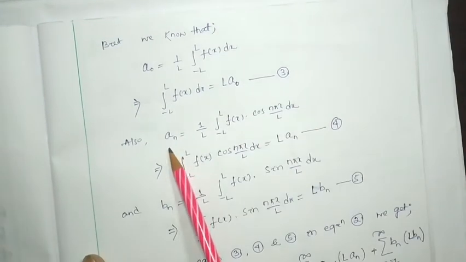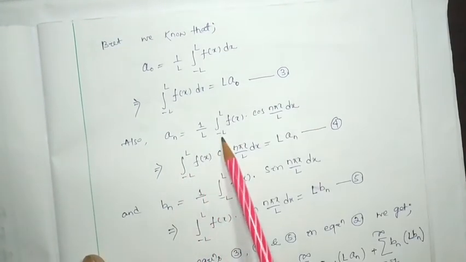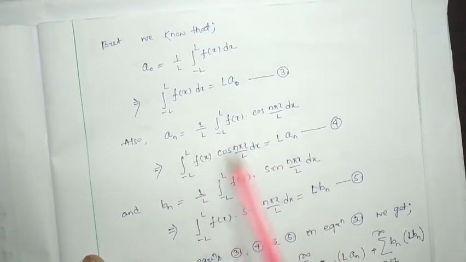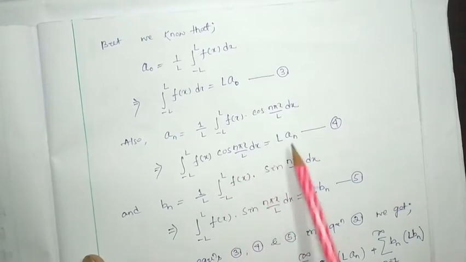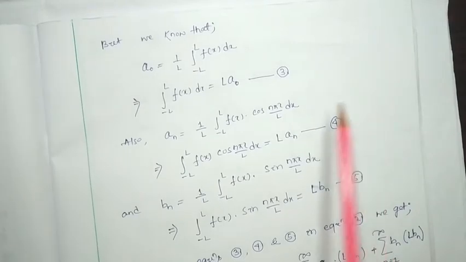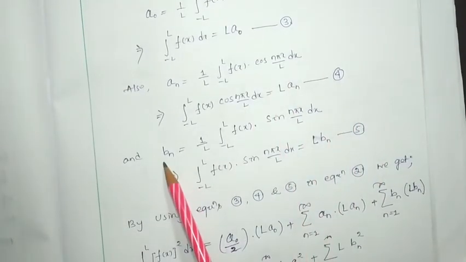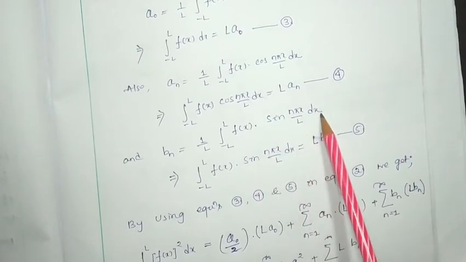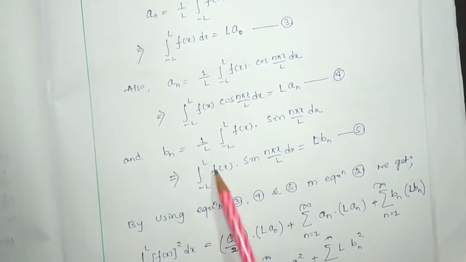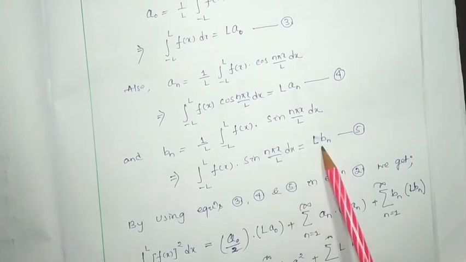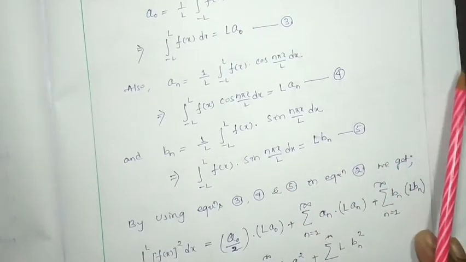We know that an is nothing but 1 by L integral from minus L to L of f(x) cos(n pi x by L) dx. That implies integral from minus L to L of f(x) cos(n pi x by L) dx will be equal to L an. Let it be equation number 4. Likewise, bn we know is 1 by L integral from minus L to L of f(x) sin(n pi x by L) dx. That implies integral from minus L to L of f(x) sin(n pi x by L) dx will be equal to L bn. Let it be equation number 5.